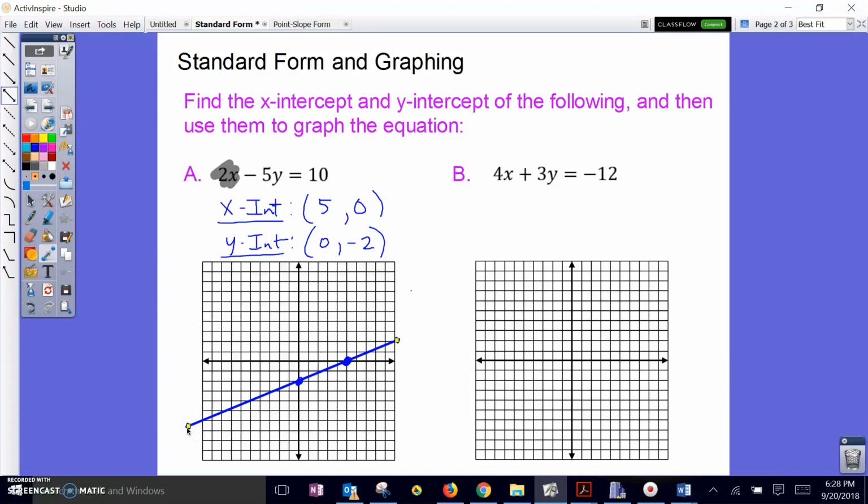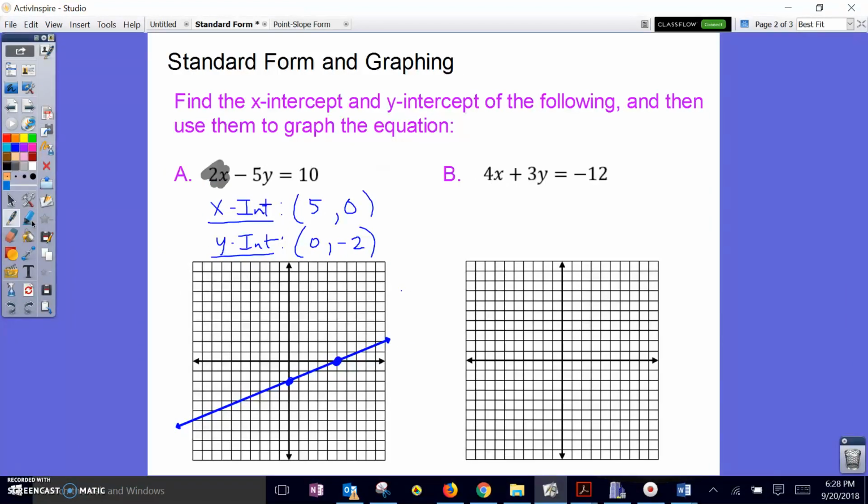And there's a quick, easy graph of the line using the fact that it's in standard form and using the intercepts. I mean, we know how to graph in slope-intercept form, so I always have the option to convert this into slope-intercept form. I just think it's easier and faster when you have an equation in standard form to identify the intercepts and graph it that way.